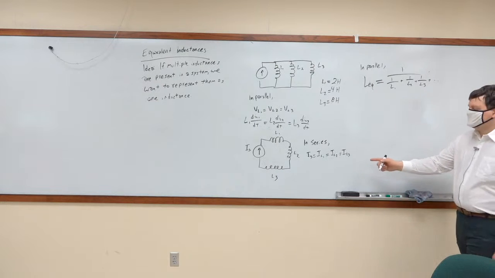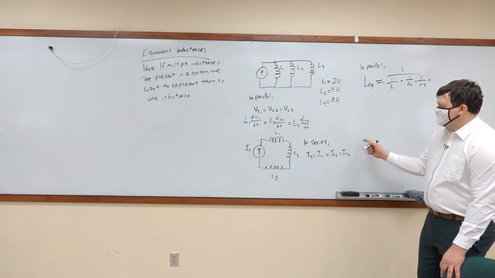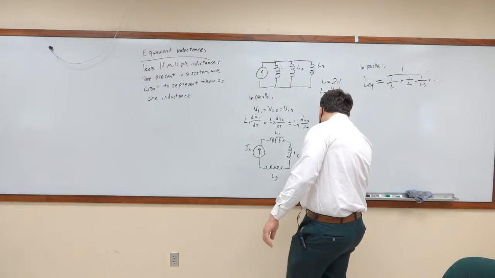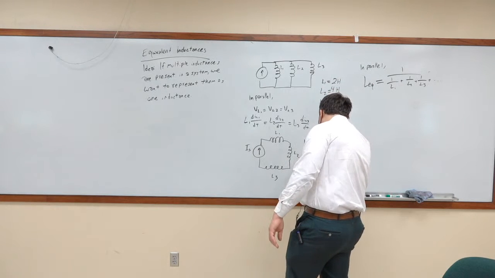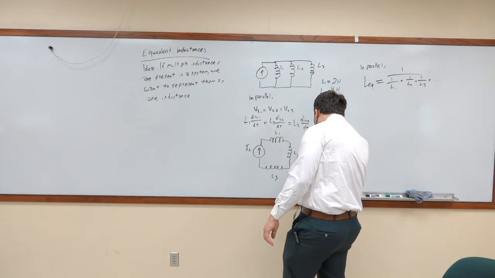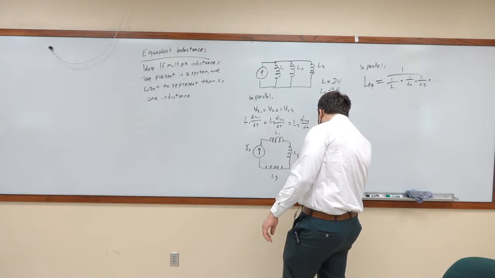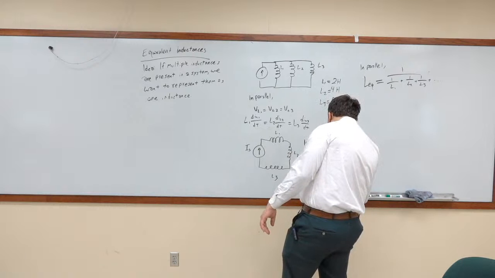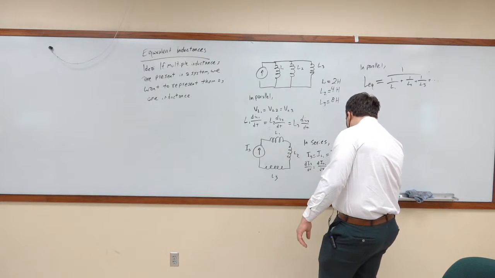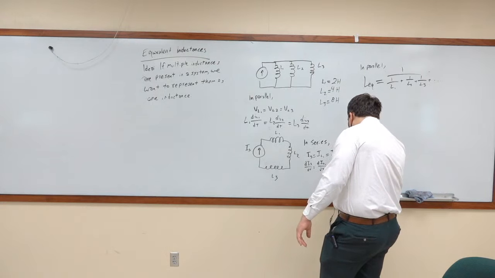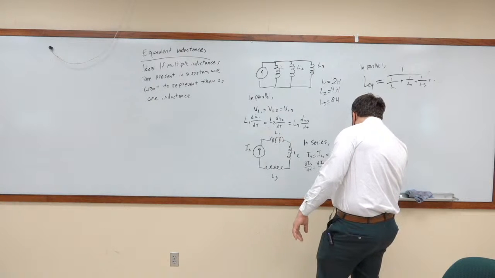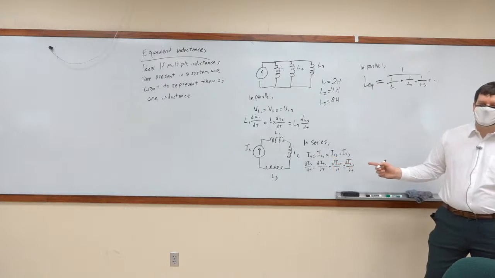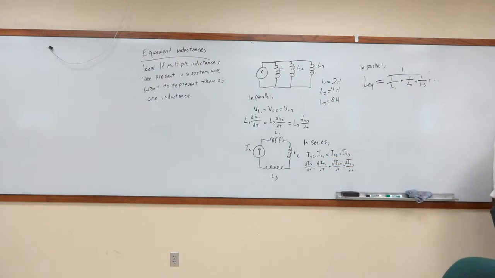Okay, so what this means is that if we were to take the derivative of all of them, I can say that dIS/dt is equal to dIL1/dt equals dIL2/dt is equal to dIL3/dt. If these are equivalent, then their derivatives are also equivalent.